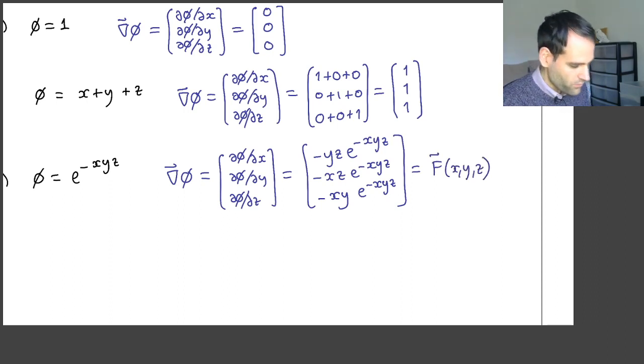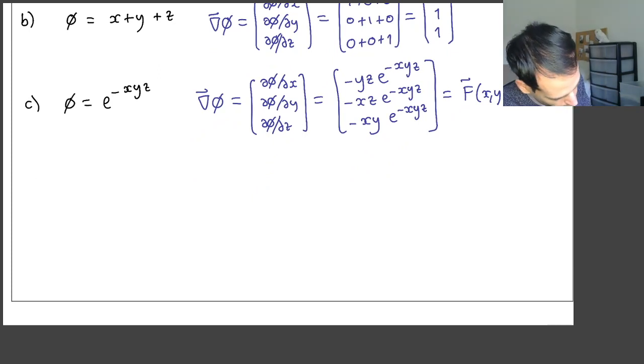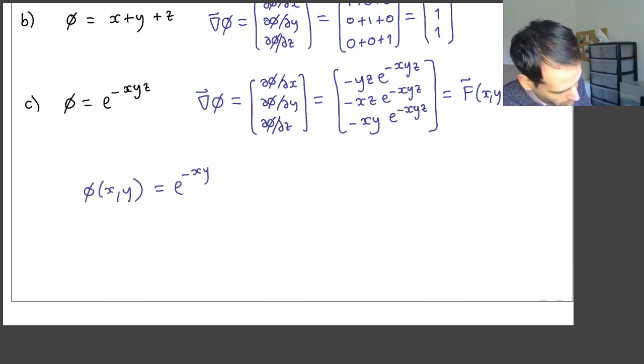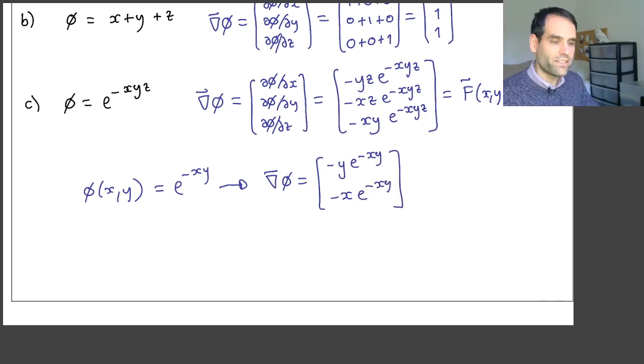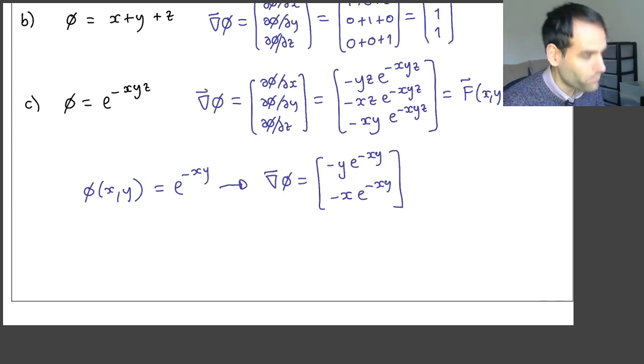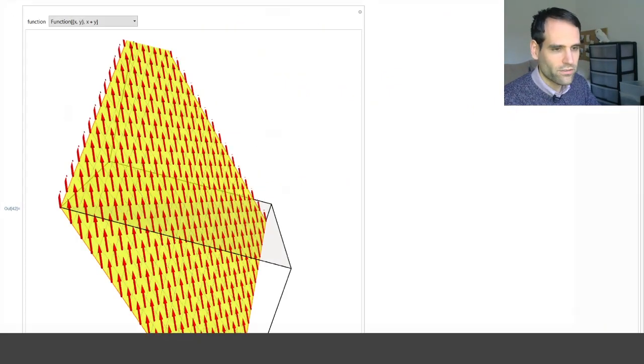Okay, so now in the Mathematica applet, I'm going to do a slightly different one, a 2-dimensional one. So I'm going to plot this scalar field and its gradient, which is equal to minus y exponential of minus xy and minus x exponential of minus xy. So I'm going to plot how this looks. This is a very simple operation, and yet it looks amazing.